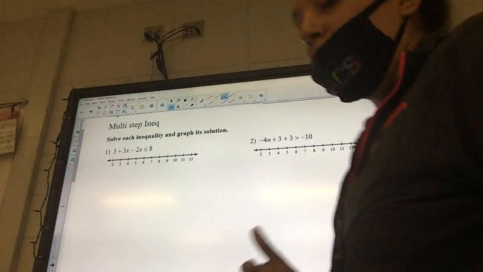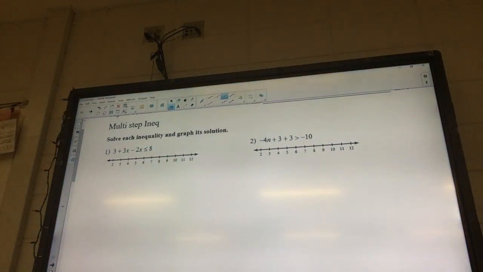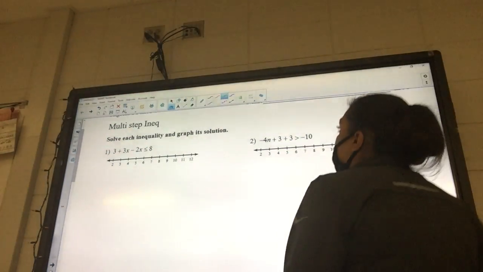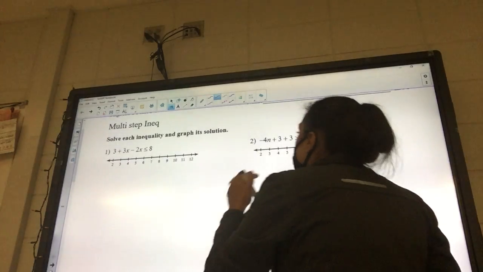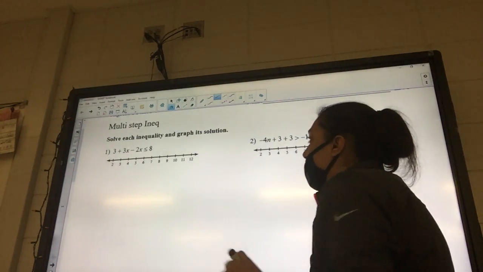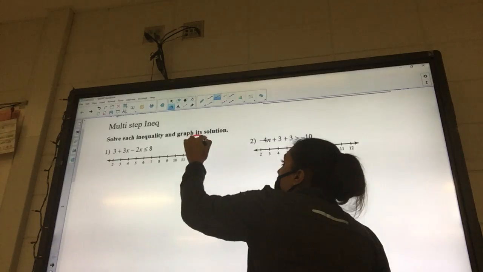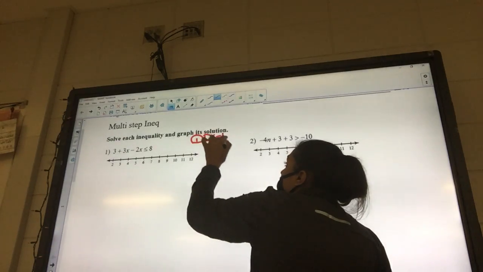These are multi-step inequalities, okay? So we've kind of done these before. Our steps are going to be almost the same for all of these. I'm going to write the steps up here just so you have them. Find somewhere to write them on your paper, okay? So our first step is going to be to distribute.